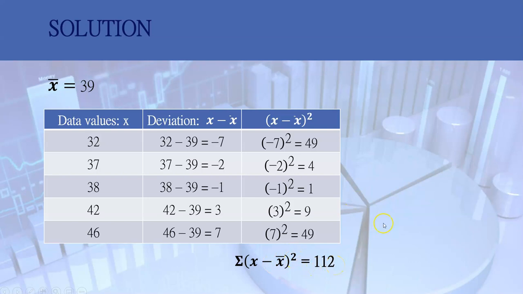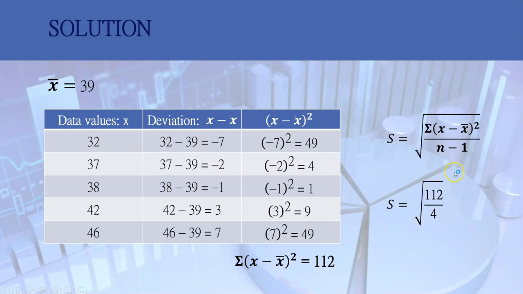Next, I'm going to divide that by n minus 1. Now, n is 5 again, because there's 1, 2, 3, 4, 5 values. So 5 minus 1 is 4. So when I go to plug in n minus 1, it's a 4 again. And I'm going to take the square root of 112 divided by 4. And that's going to give me 5.29. Since that standard deviation is a little bit higher than the last one, it just means that my data is a little bit more spread out than the last set is.